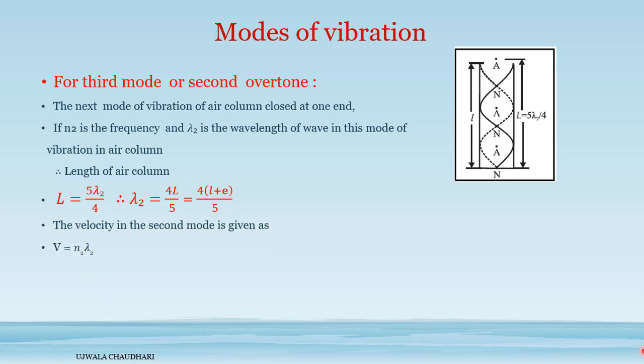The velocity in the third mode is V equal to n2 lambda 2. So, n2 equal to V upon lambda 2 is equal to 5V upon 4L is equal to 5 into V upon 4 into l plus e. That is equal to 5n. So, we will get 5n.